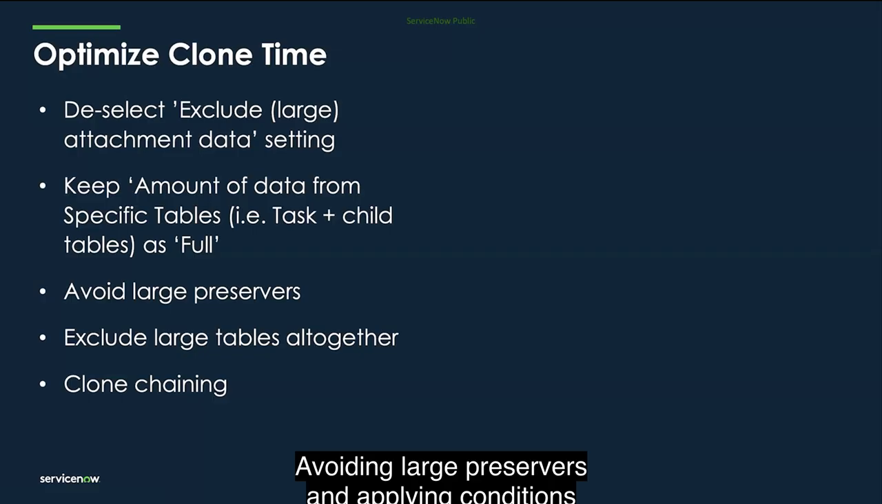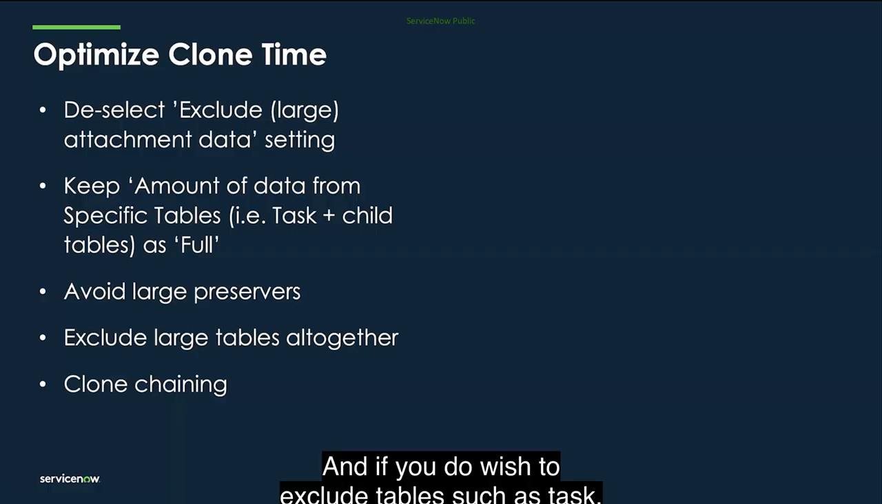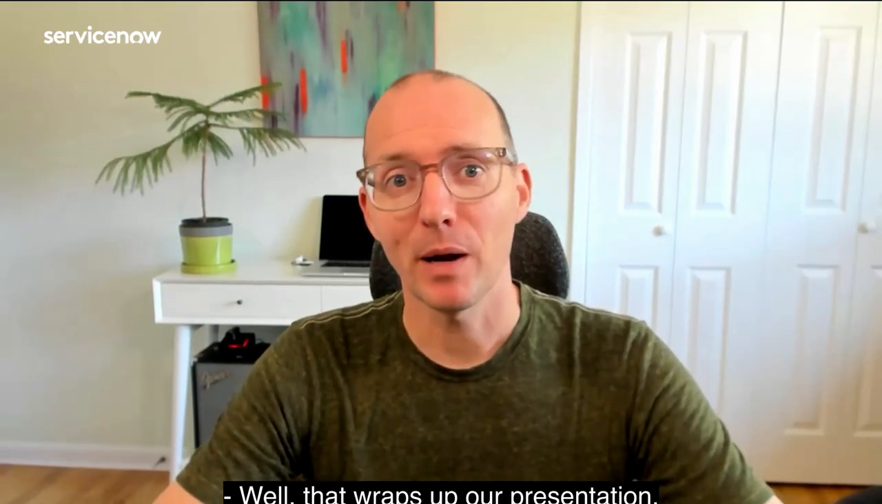Avoiding large preservers and applying conditions on preservers will help with clone time as well. And if you do wish to exclude tables such as task, or if you want to remove tables, we recommend removing them altogether. Clone chaining is a great option if you have multiple instances and if your database size is very large. Well, that wraps up our presentation.